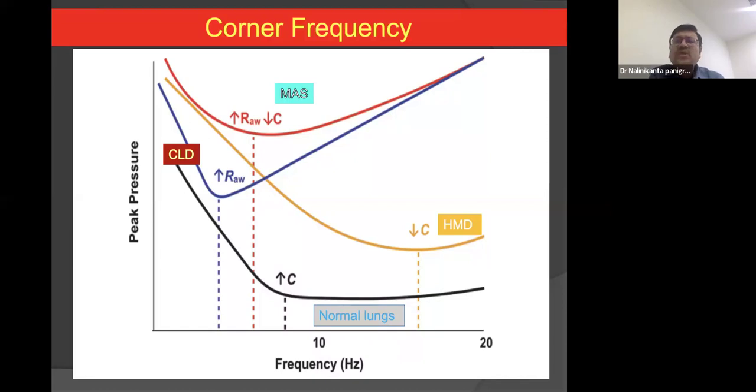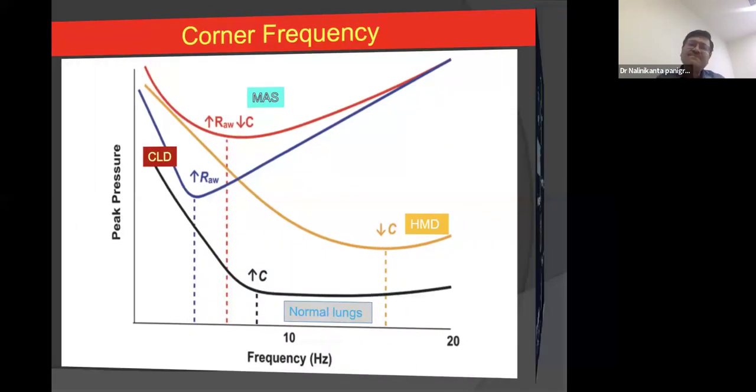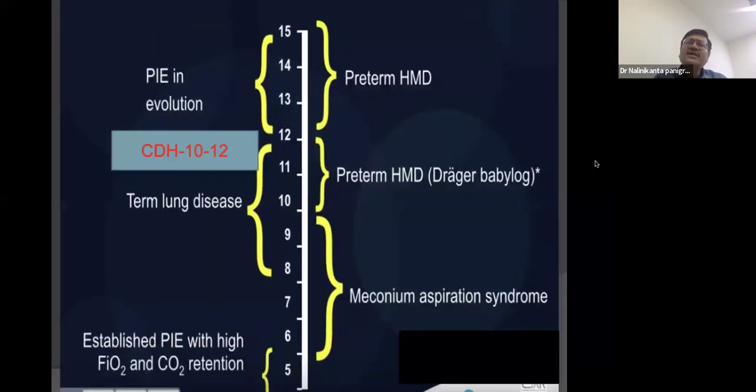For that reason, when you know the disease, which disease is a low compliance disease or high resistance disease, HMD, chronic lung disease, meconium aspiration disease, depending on the disease process, we can choose our frequency. To make it simple, I am giving a guidance here. If you are ventilating a preterm baby with HMD or early phase pulmonary interstitial emphysema, you choose your frequency 12 to 15. If a very small baby, less than 750 gram, I will suggest choose the frequency 15. You can come down to 12 or 10 later.